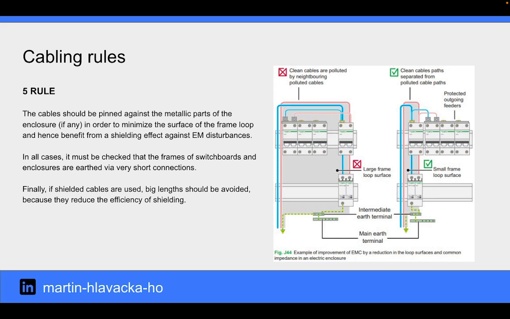The fifth rule is that the cables should be pinned against the metallic parts of the enclosure to minimize the surface of the frame loop and hence benefit from a shielding effect against EM disturbances. In all cases, it must be checked that the frames of switchboards and enclosures are earthed via very short connections. Finally, if shielded cables are used, big lengths should be avoided because they reduce the efficiency of shielding.